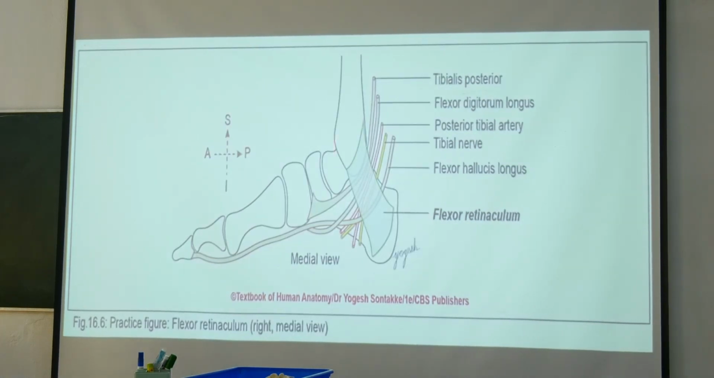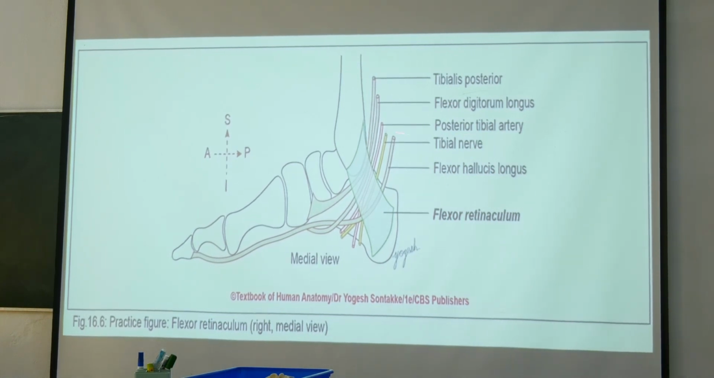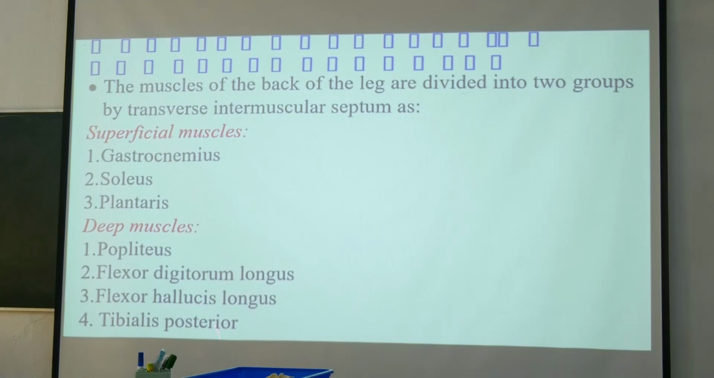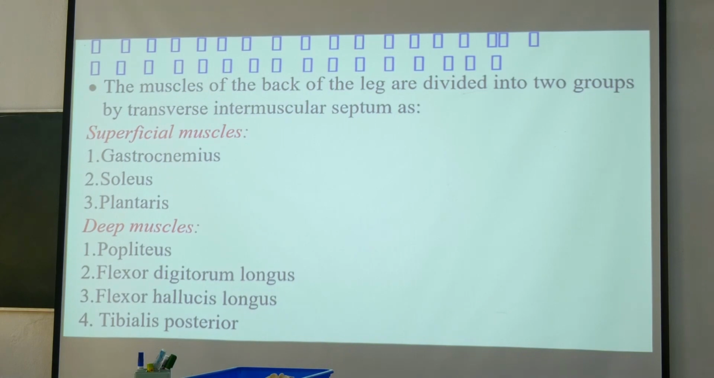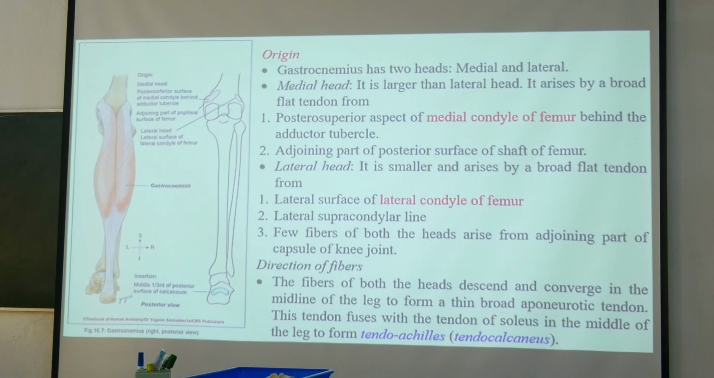so schematic diagram you can practice. All those structures are present: tibialis posterior, flexor digitorum longus, posterior tibial artery, tibial nerve, flexor hallucis longus. Okay. Muscle layers. Okay, the intermediate and deep, these two are considered together sometimes. Okay, individual muscles you have read, origin, insertion, nerve supply, action. I am not discussing it.